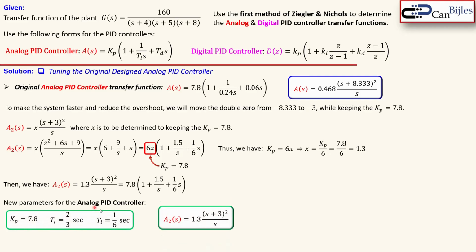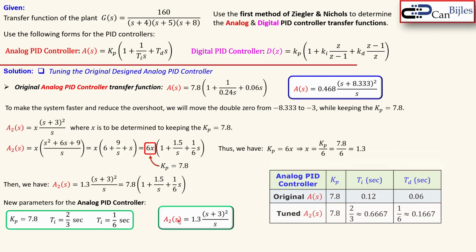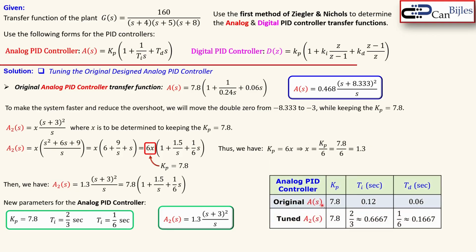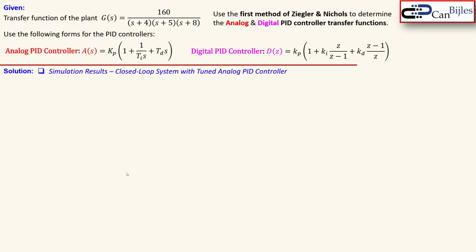So let's now look at the transfer function again, and also the comparison between the original A and the tuned one, A2. The Kp is exactly the same, but Ti is now increased from 0.12 to 0.6667, which is 2/3. Td also increased from 0.06 to 1 over 6, which is 0.1667. So we have changed our transfer function, also our Ti and Td, looking at these steps.